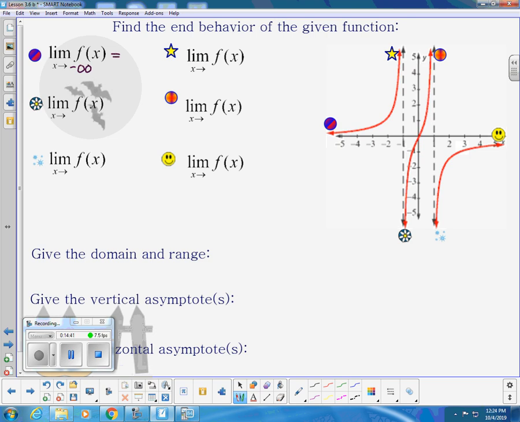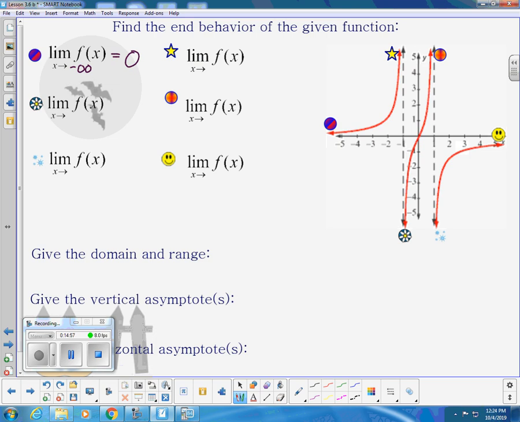What's this height? It's going to reach 0. It looks like it's going to touch 0. It never does. That's an asymptote. Okay?